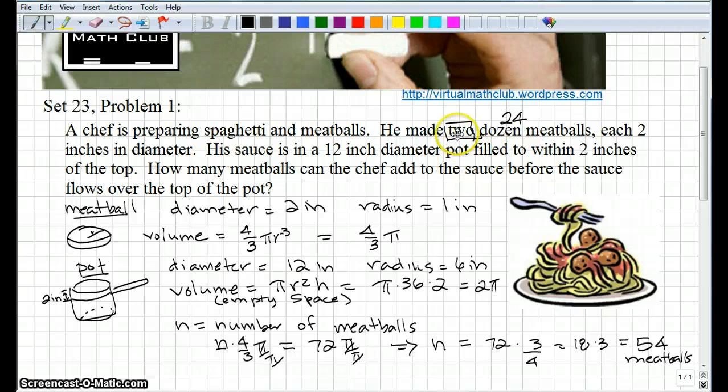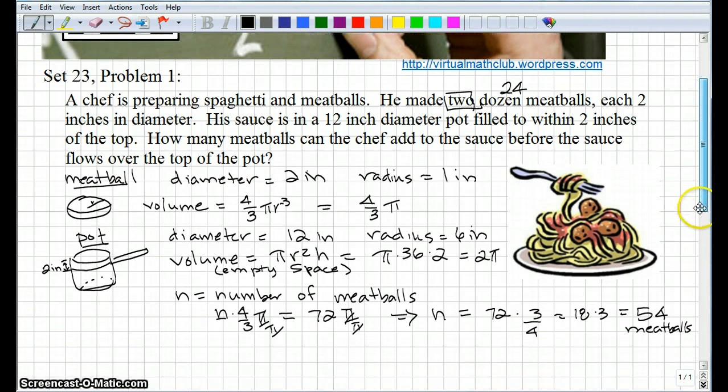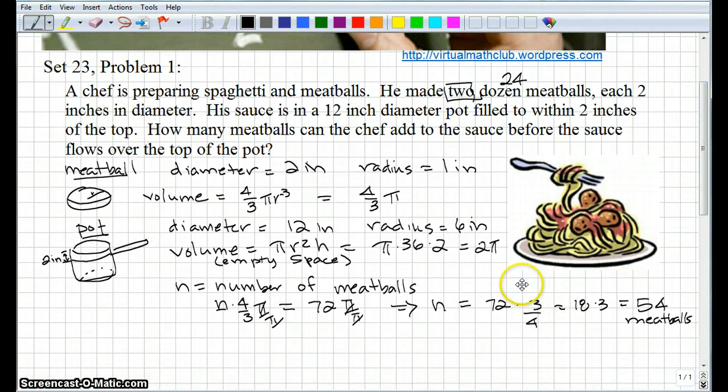I just didn't proofread my problem very well. But it's a good lesson in reading carefully for me as well as you, because I imagine some of you may have solved it and then gotten 54 meatballs and thought, okay, that's done. But we only have 2 dozen meatballs to work with. So technically, we can only add 24 meatballs because that's all we have.